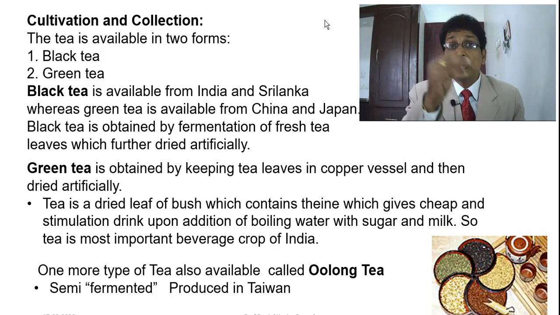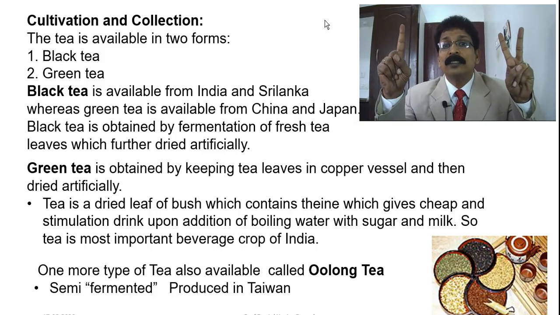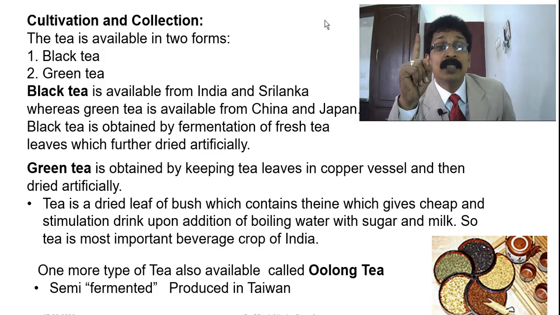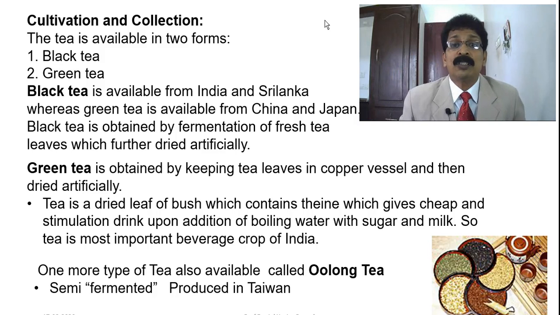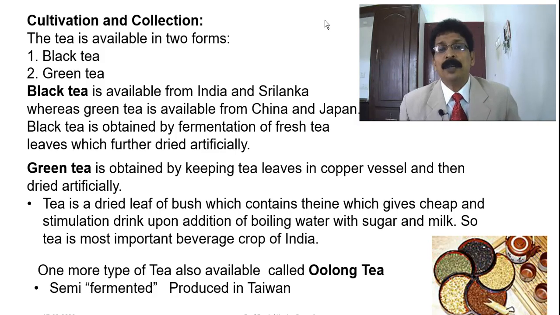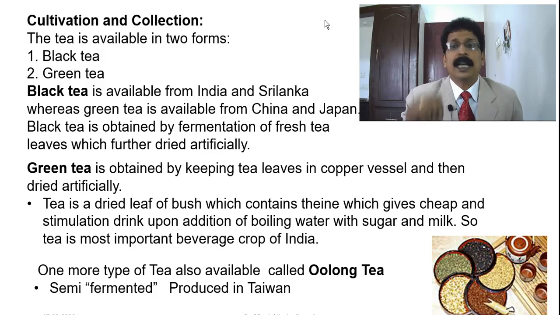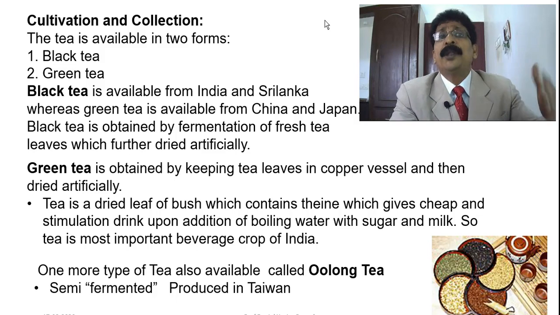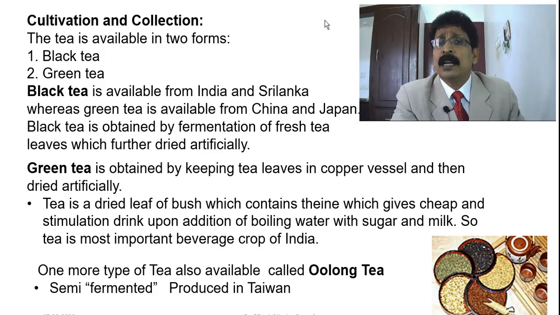One more type, as I told, there are three types like this. One is additional sometimes. One more type of tea also available, called oolong tea, semi-fermented, produced in Taiwan. Understand? So there is some variety. There are many varieties other than this. Different types of varieties they are producing with blending, adding flavors.